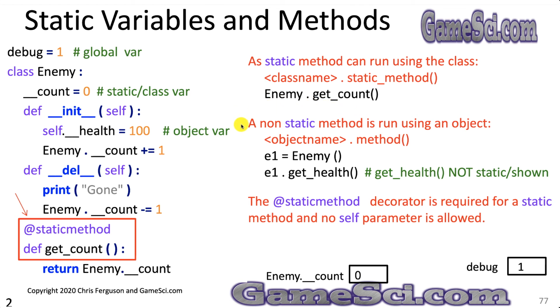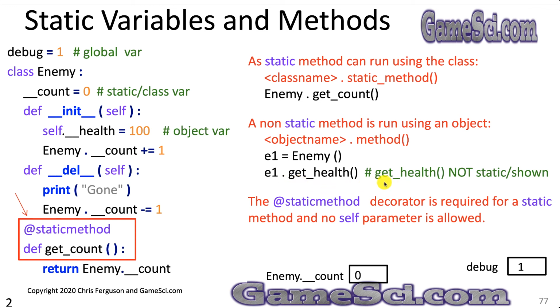A non-static method is run using an object. You have to create an object and then use the object to run a non-static method. So here on this line of code, I say E1 equals enemy. This will create an enemy object. Once I have the enemy object E1, I can use it to run a non-static method called getHealth.